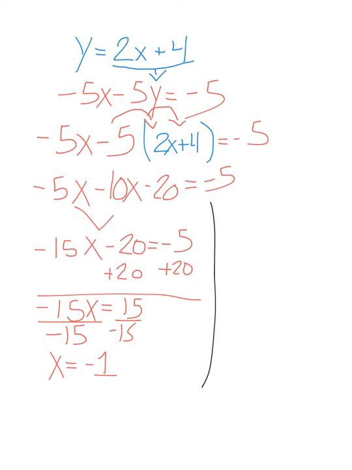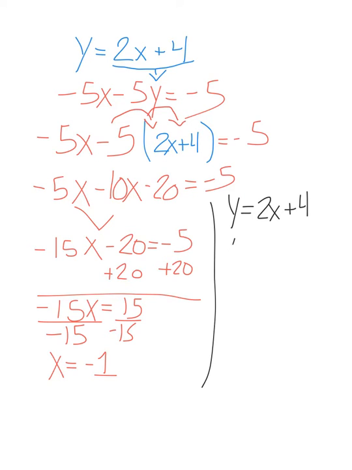Now in order to find our solution, we need the y-coordinate. So I have x equals negative 1. I'm going to use one of my equations. I'm going to plug negative 1 into one of my equations and solve for y. It makes sense to use our first equation because y is already solved for. Y equals 2x plus 4. So it'll be a lot less work if we use our first equation versus our second equation.